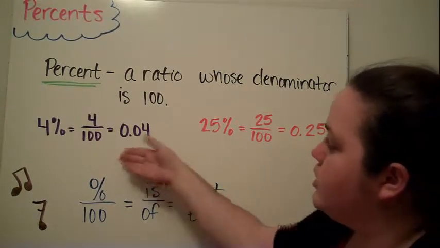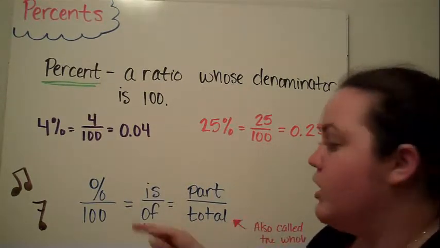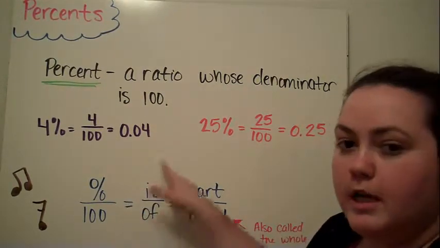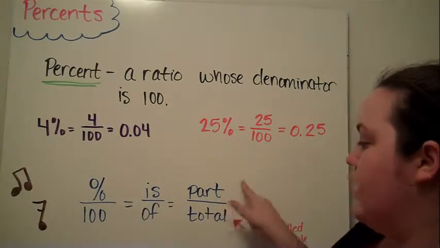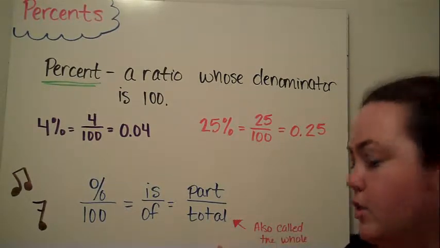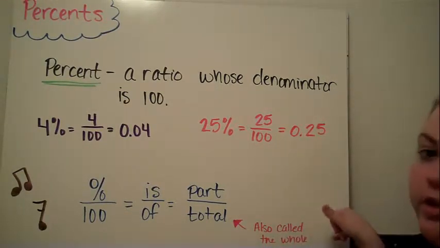Okay, and then to solve a percent, we're going to set up a proportion. We could have percent over 100 equal to is over of, or I can have percent over 100 equal to the part over the total. The total is also sometimes referred to as the whole.